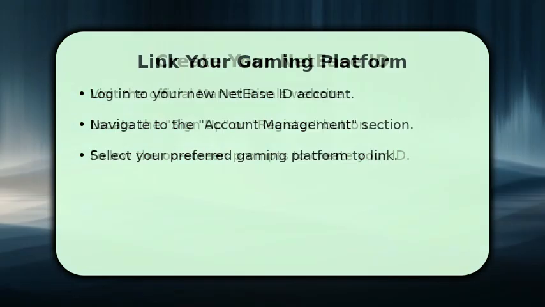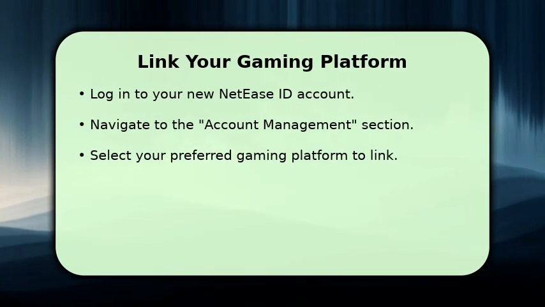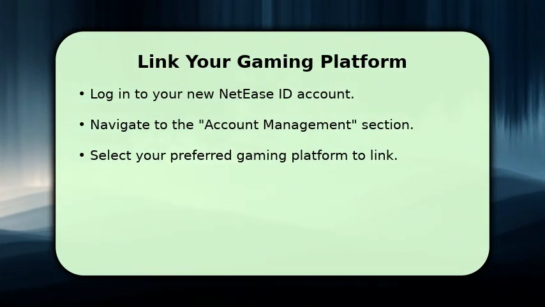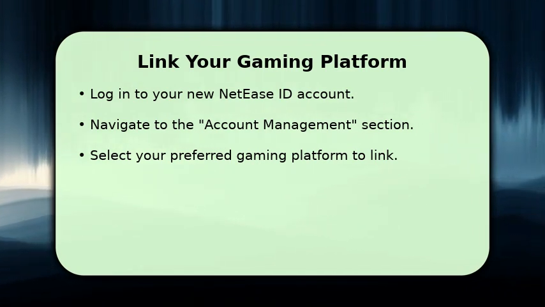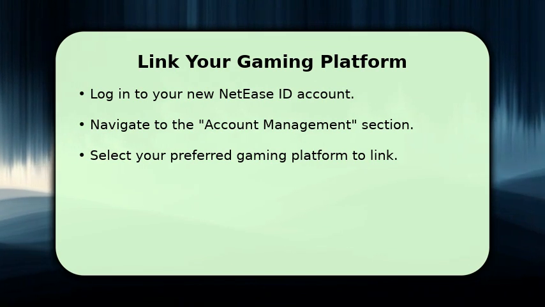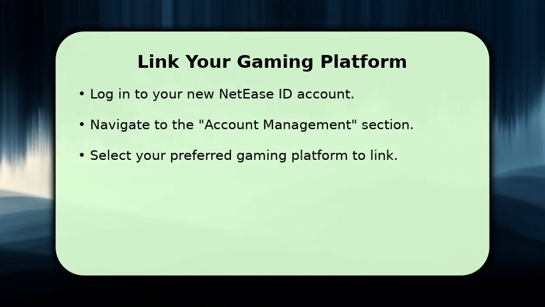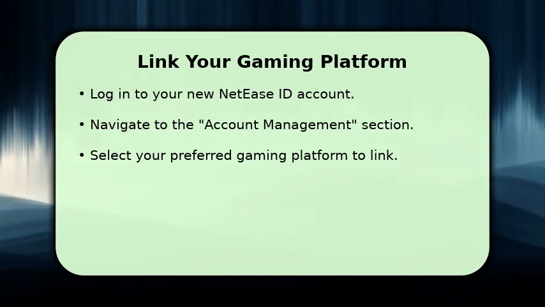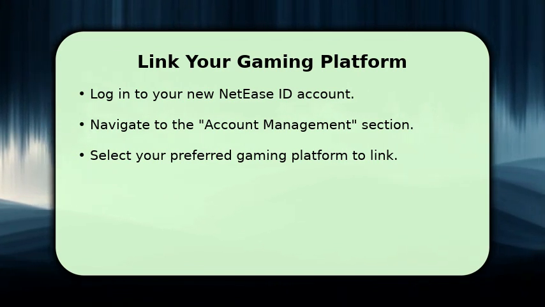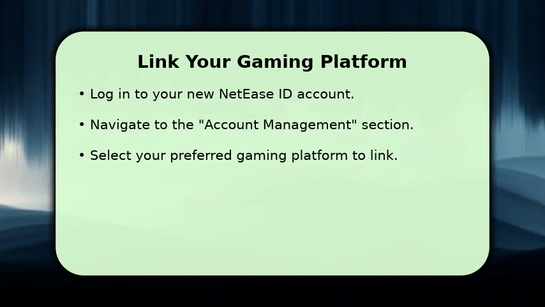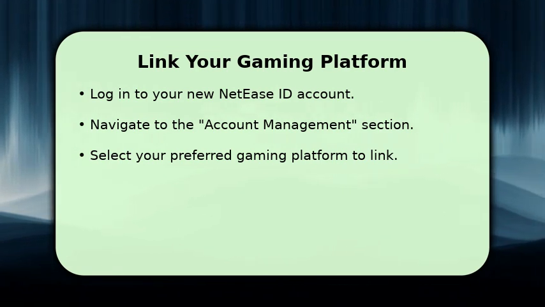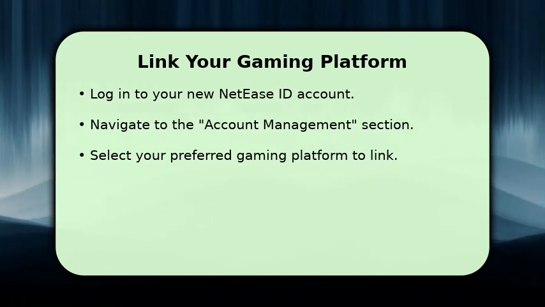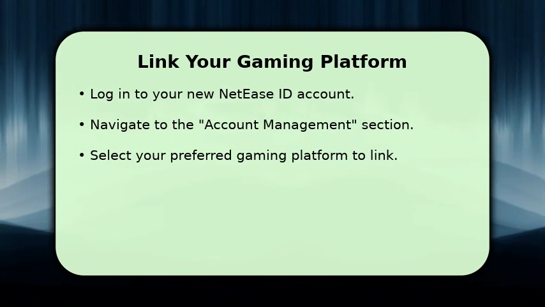With your NetEase ID ready, it is time to link your gaming platform. Log into your NetEase account and find the Account Management or Linked Accounts section. Here, you will see options for various platforms like Steam, PlayStation, or Xbox. Choose your primary gaming platform and follow the prompts to authorize the connection. This typically involves logging into your platform account to confirm the link, usually taking less than 1 minute.